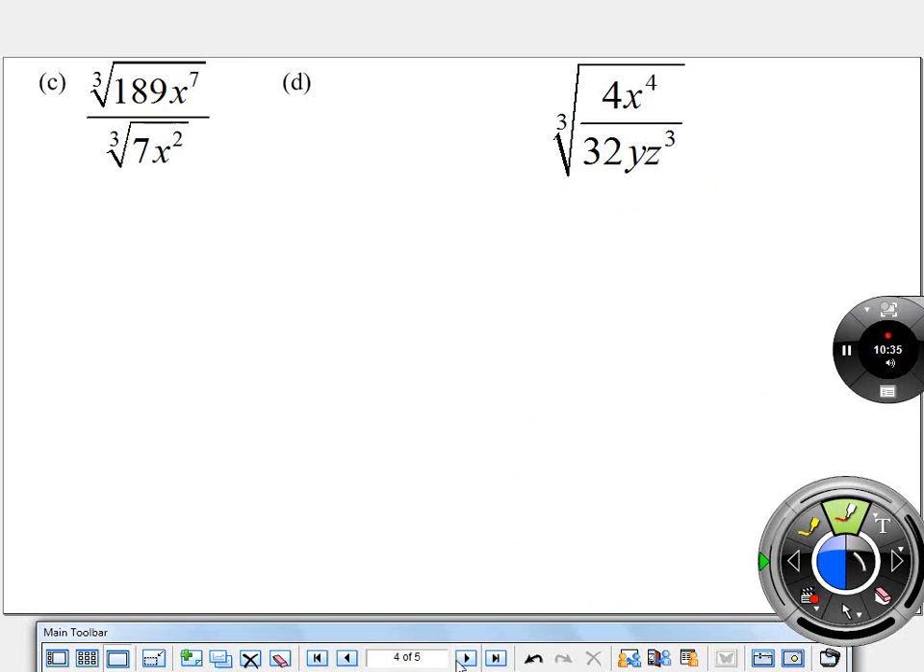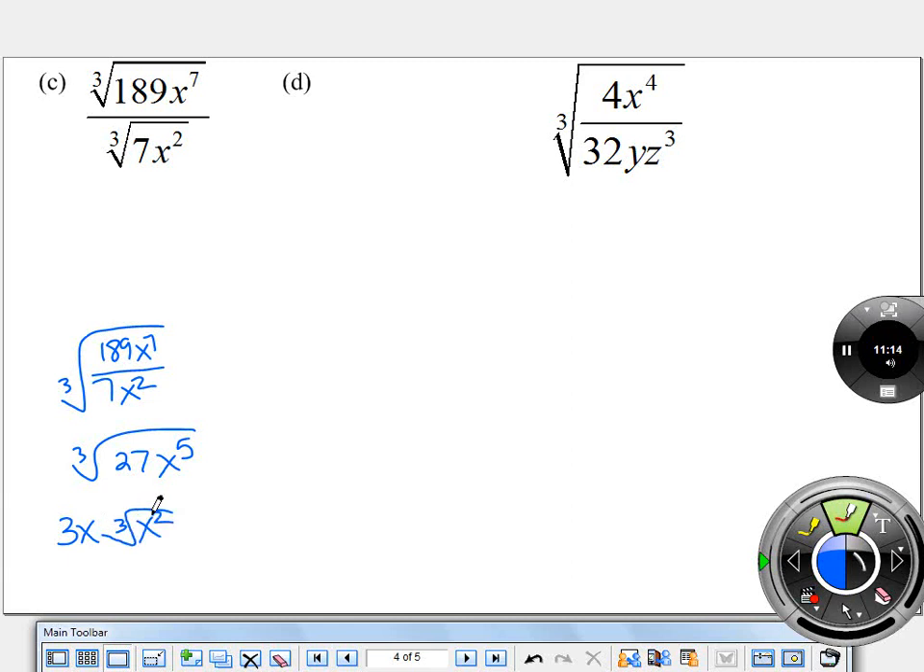All right, for division, we can do them together or separate. So when I look at this, it's worth thinking if 7 goes into 189 and x squared goes into x to the 7th, this is going to help me simplify. So 7 does go into 189. It goes in, let's see, 27 times. And then x squared into x to the 7th is x to the 5th. So now I have this. So the cube root of 27 is 3. Cube root of x to the 5th is x with x squared factors left inside the radical.